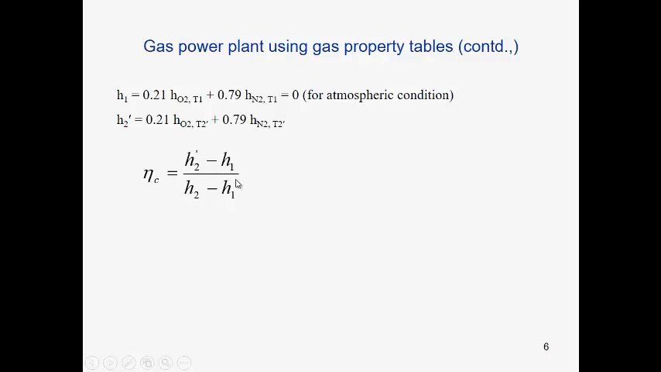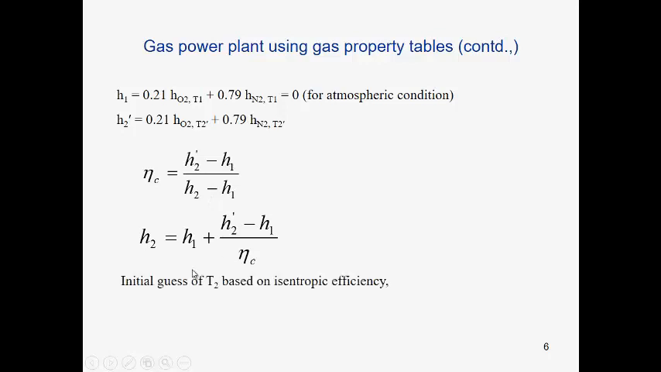So we have the details of H1, H2, and the efficiency of the compressor obtained from polytropic efficiency. So the unknown is H2. H2 is determined by simplification of this equation. So H2 gives the temperature at the exit of the compression process.